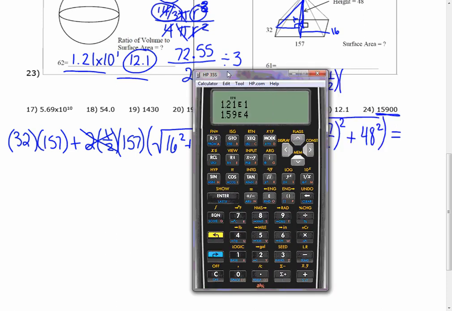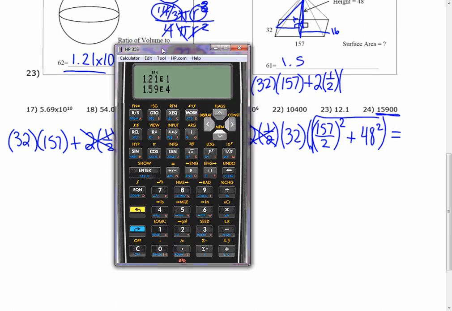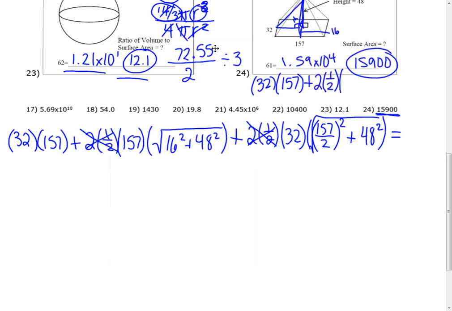If we go and record that, we have 1.59 times 10 to the 4th, or move that decimal 4 times to the right, which means 2 zeros at the end. So that one did take a little bit more time. If they gave us the heights of the individual triangles, it would have been faster. But sometimes they'll give you the height there in the middle of the whole pyramid, and you have to do those two Pythagorean theorem steps to find them.